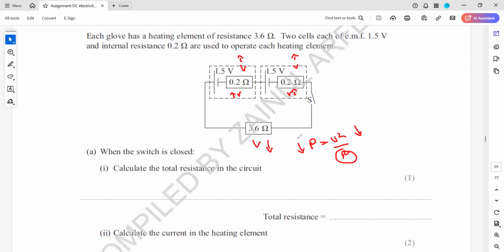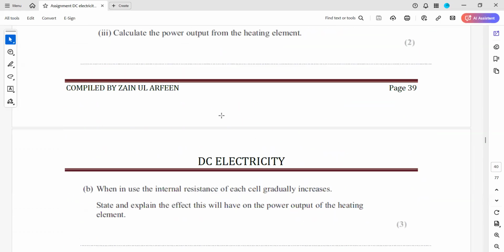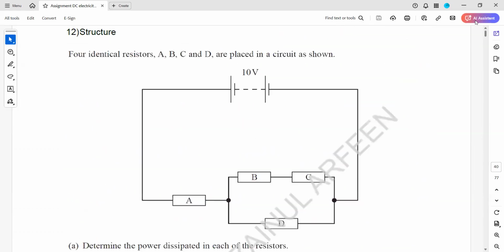When the resistance of a circuit increases, like internal resistance increasing, more potential or voltage is lost internally. If more voltage is lost internally, there will be less voltage externally. With less external voltage, for a fixed resistance, decreasing the voltage will reduce the power output as well. So these are some questions related to DC electricity.